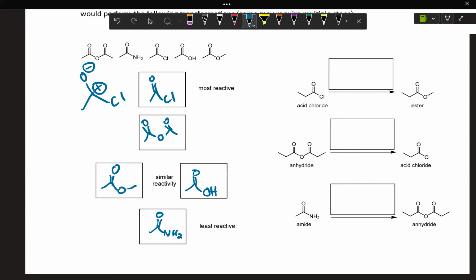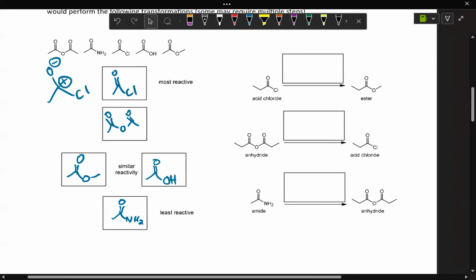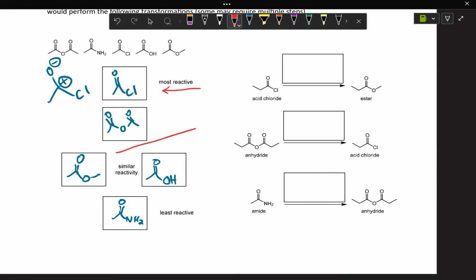So let's see what we need to convert. We need to start with an acid chloride and go to an ester. If we look on the ladder, the acid chloride is at the top, and the ester is right here in the third spot. When you are going down the ladder, you can do that in one step. So this is going down the ladder, and I'm just going to put that it can be done in one step.